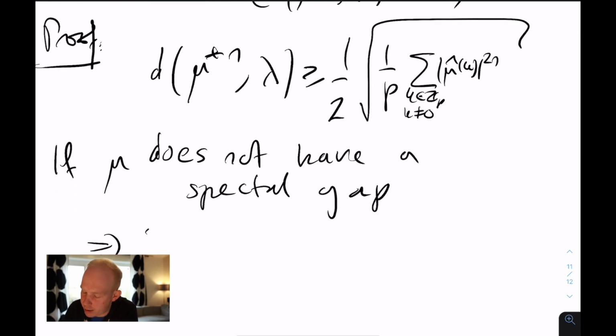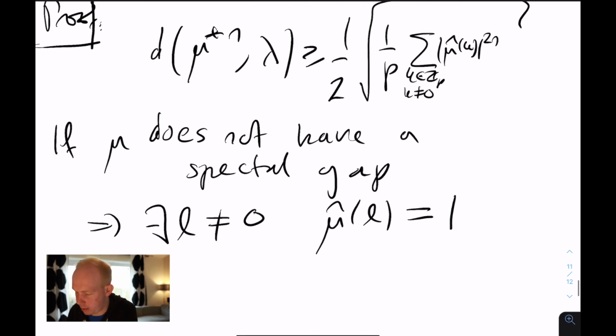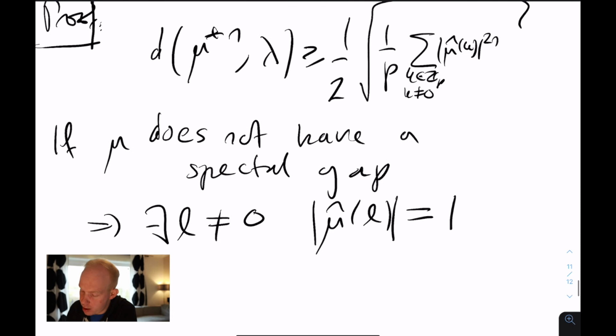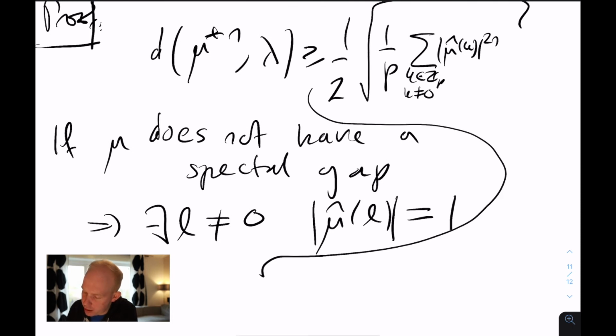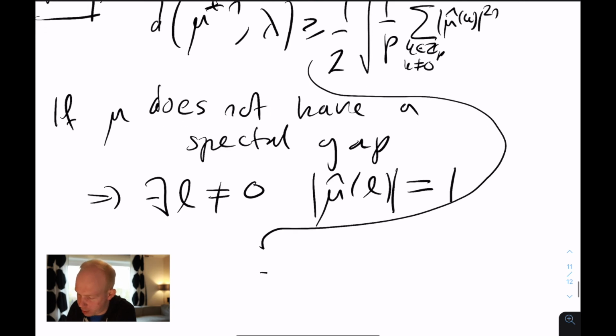then this implies that there exists an l which is not equal to 0, such that the absolute value of mu hat of l is equal to 1. That's the definition of the spectral gap. It has to be exactly, so the absolute value has to be equal to 1. So that's the definition of spectral gap. So now what we can do here is that we can just bound this, because these are absolute values of all the terms. So we can bound it from below by this half.